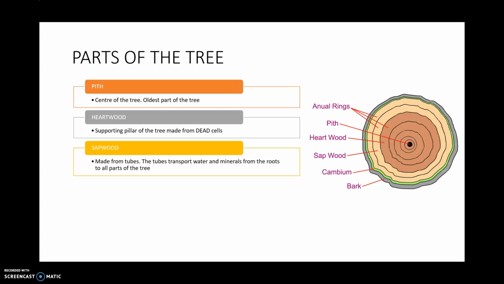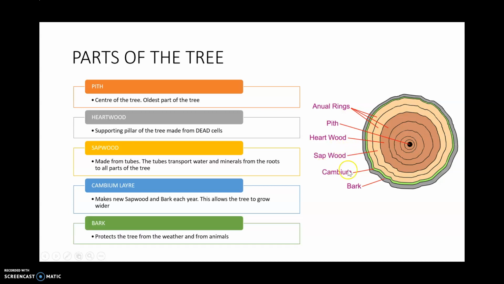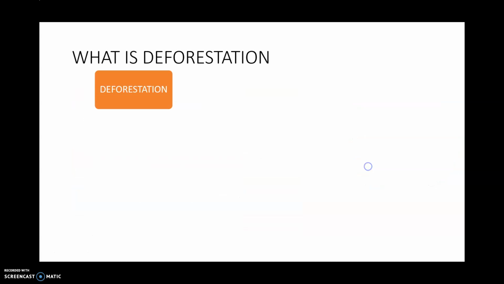These tubes transport water and minerals from the roots to all parts of the tree, i.e. the leaves. The cambium layer, which is this green layer going around the whole tree, makes new sapwood and bark each year. This allows the trees to grow wider and stronger. The bark, finally, is the outside of the tree. This protects the tree from weather and from animals.